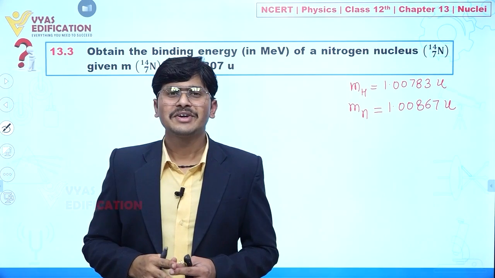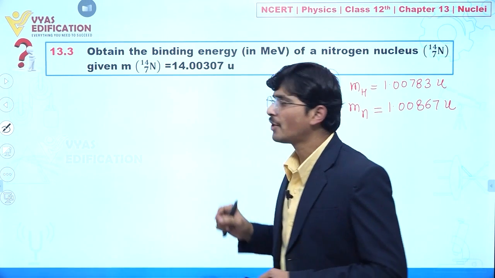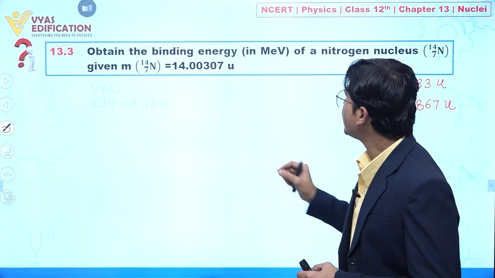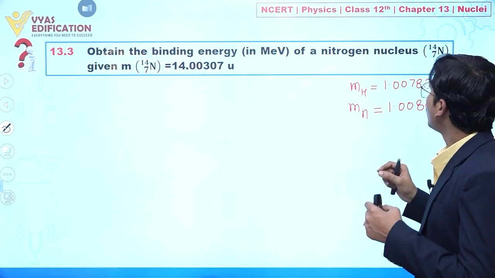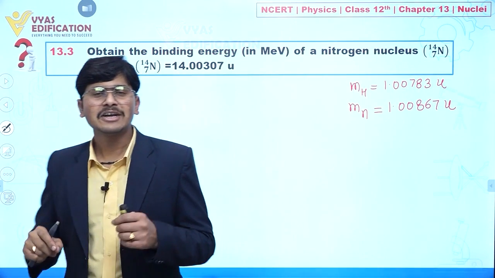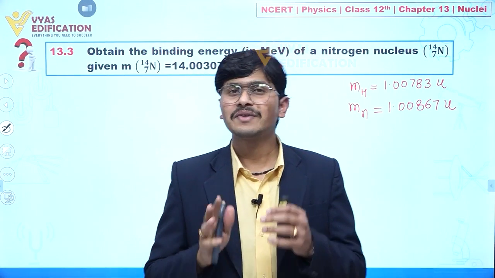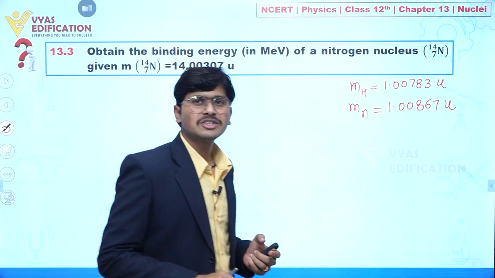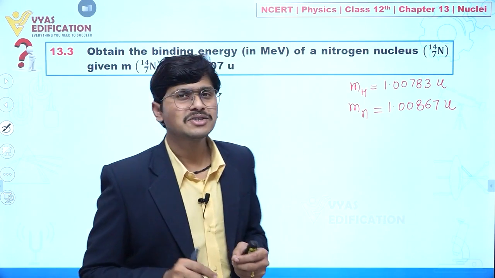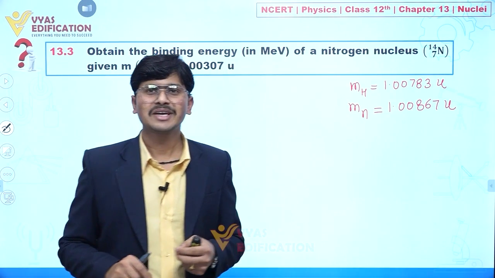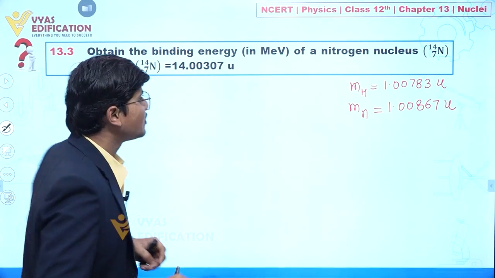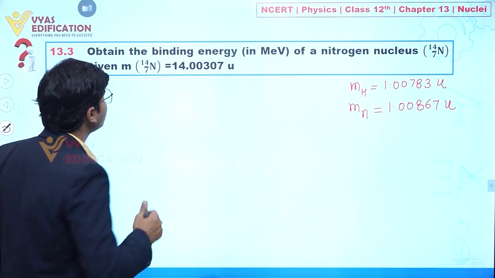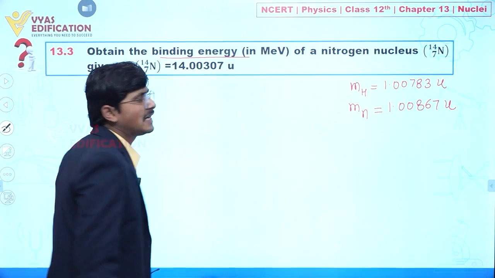So students, now we are going to discuss question number 13.3. In this question, our objective is to find the binding energy in million electron volts of a nitrogen nucleus, and the atomic mass of nitrogen is given to you. Clear? Before solving this question, you should also know the mass of hydrogen and the mass of a neutron in terms of AMU. Clear? So now let us concentrate on the objective. Our objective is to find the value of binding energy in million electron volts.